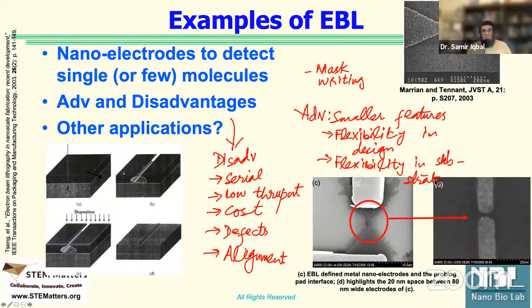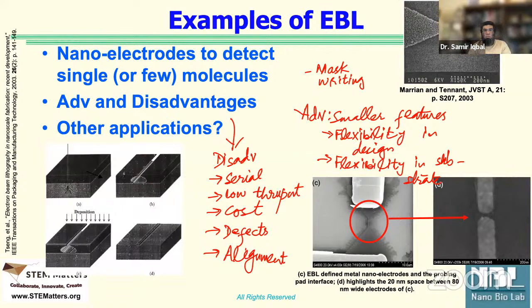Advantages: amazingly small features. You have flexibility in design. You can make so many things on a variety of substrates, wafers, plastics. You can put it on anything. But the biggest disadvantage is that it's a serial process. You have to take one beam and you can only write so fast, right? So there's a limitation of how fast you can go, which means throughput goes down, cost goes up, and defects cannot be detected easily while you are writing. It's going to finish writing the whole chip and then you can take a look.